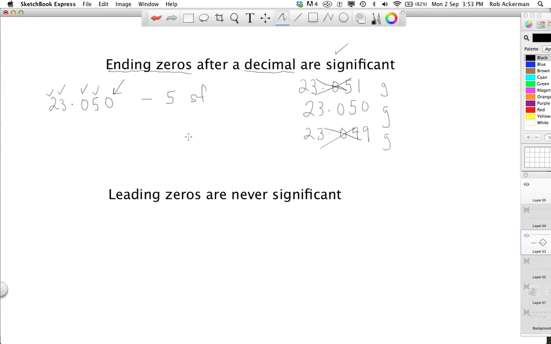Okay? Moving on to the next rule about zeros. Leading zeros are never significant. Now, what is a leading zero? When would you ever have a 0 in front of a number? Well, here's one.